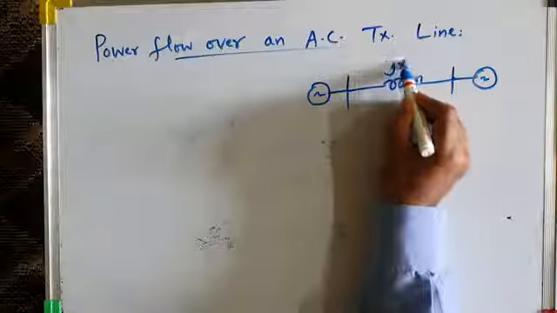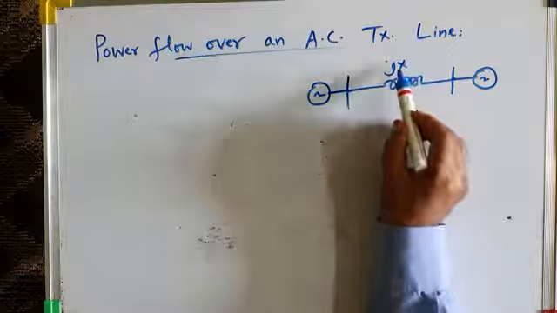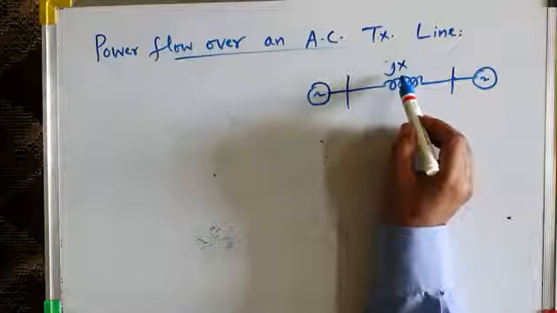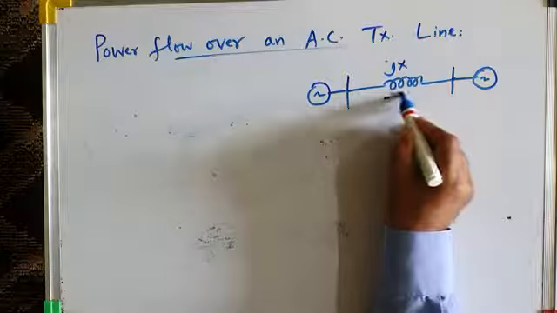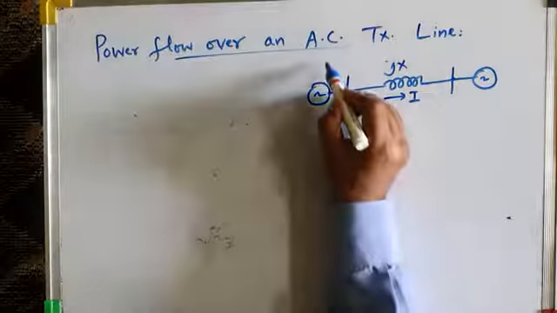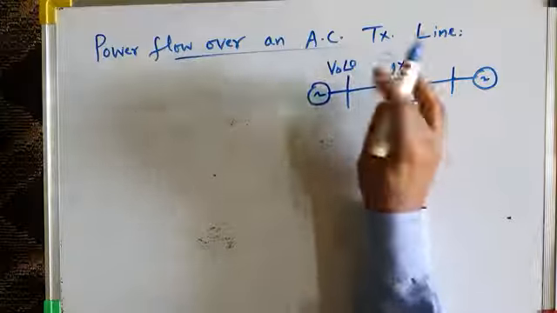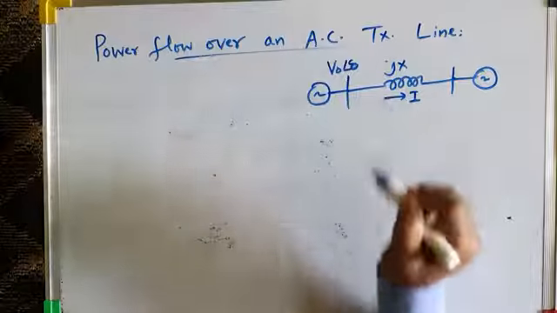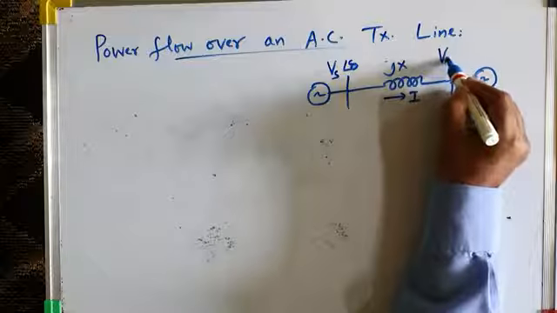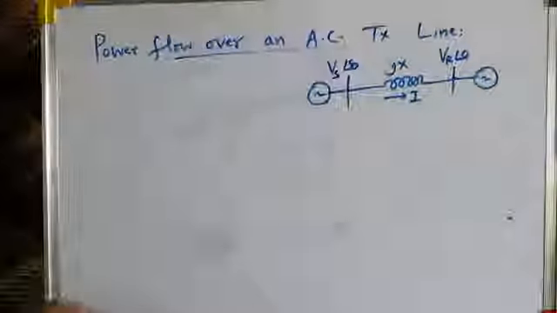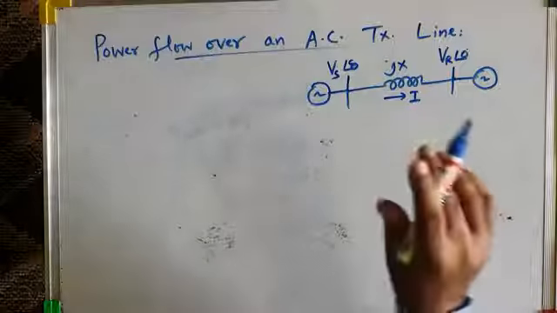The line reactance is X. The line impedance is predominantly reactive or inductive. That's why I'm writing X. I'm ignoring R for the time being. The transmission line resistance I'm ignoring for the time being. The current flowing is I. This is the sending end voltage. Let us say it is Vs at an angle of delta, where delta is the power angle or transmission angle. Vs is the sending end voltage. The voltage at the receiving end is Vr. Let us take it as reference, Vr at an angle of 0 degree. So this is the model.